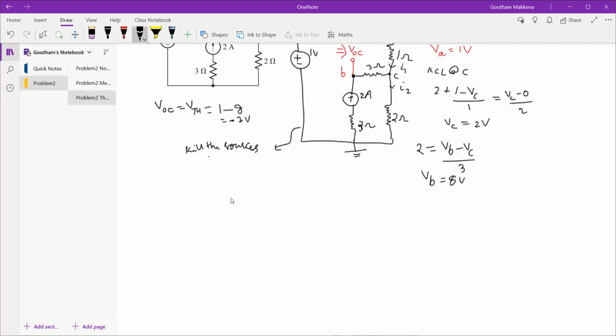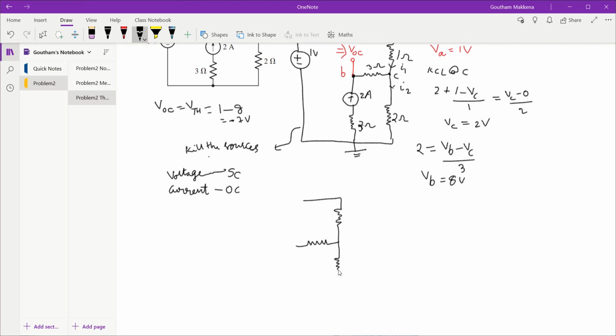So what do I mean by killing sources? Voltage sources are replaced with short circuits, and ideal independent current sources are replaced with open circuits. So if I redraw this circuit, I have something like this. This is my 1 ohm resistor, and this is my 3 ohm resistor, and this current source is open circuited, so this branch is no more present.